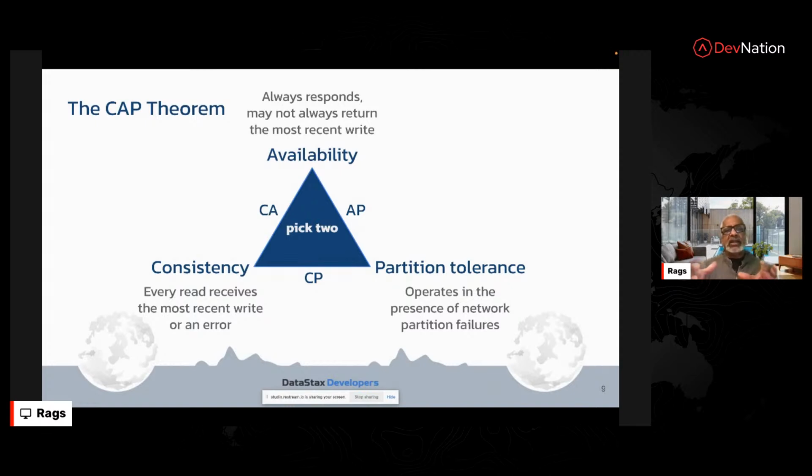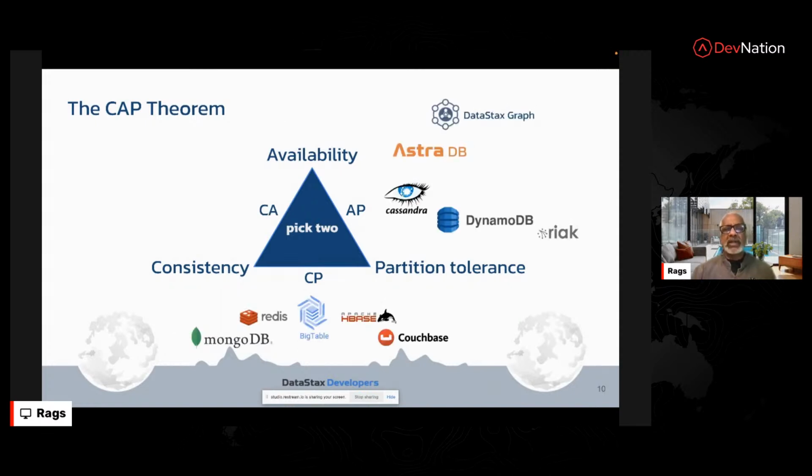Depending on which you pick or which you sacrifice, there are different kinds of NoSQL databases as well. The taxonomy is based on that. Here are a few examples of this. Cassandra is considered an AP database, but you can also tune your consistency and make it more of a CP kind of system. We never really sacrifice partition tolerance.